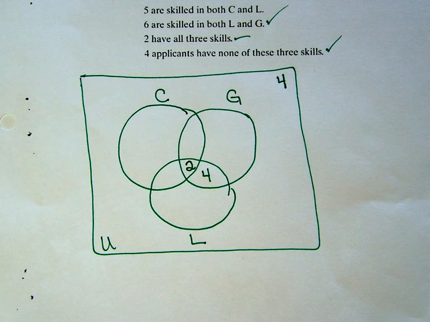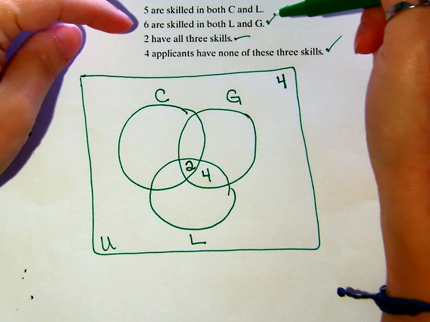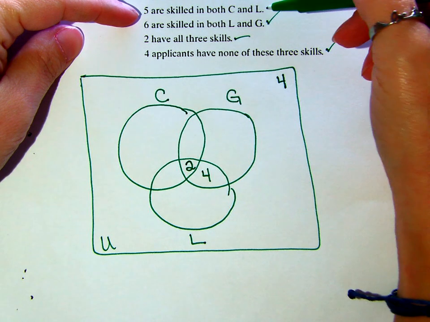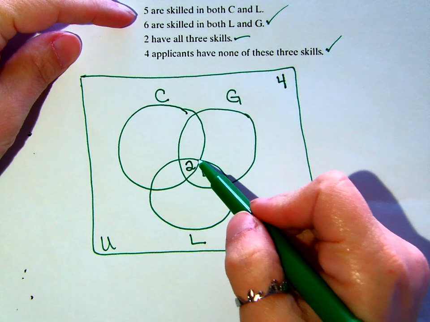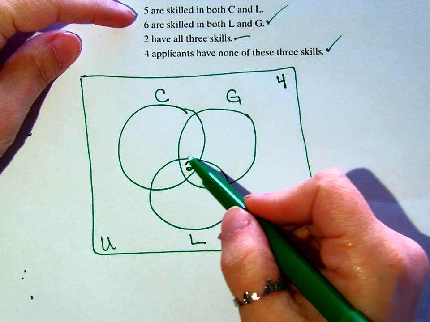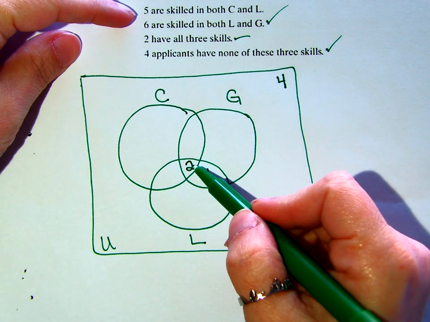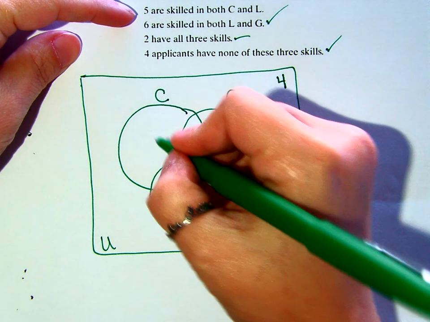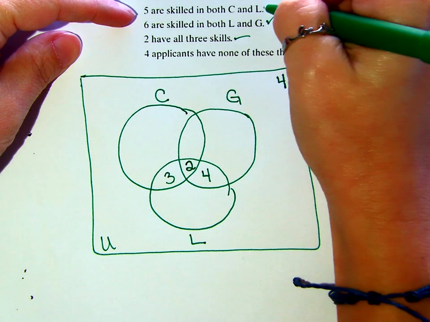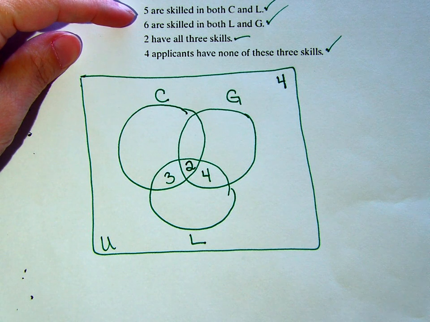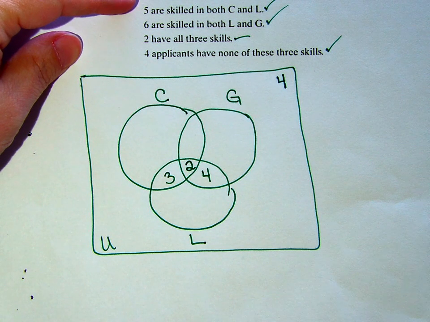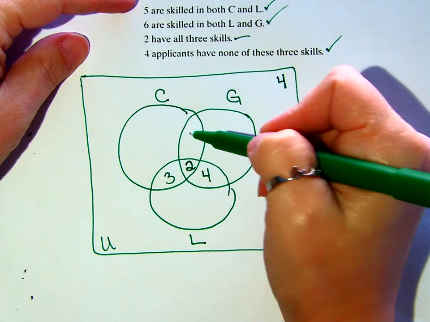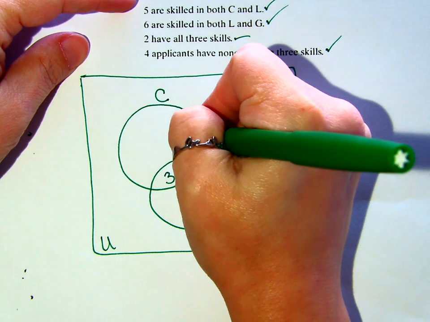I do a similar process for C and L. It says 5 are skilled in both the copywriting and the link building, so that would be this little subsection over here. But if 2 are competent in everything, that leaves how many for C and L? 3. You see how we're working this out? All right, the next one says 9 are skilled in both C and G. So what number goes up here? 7.